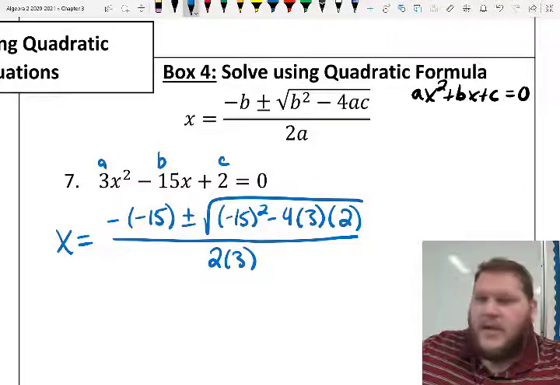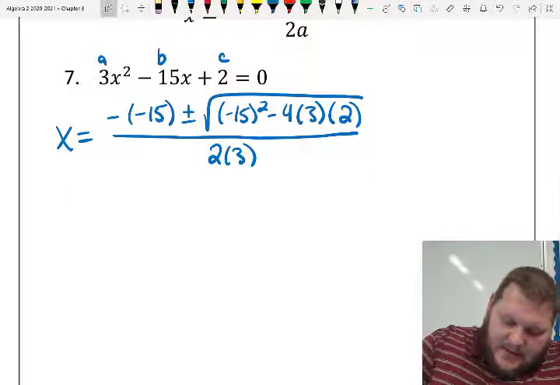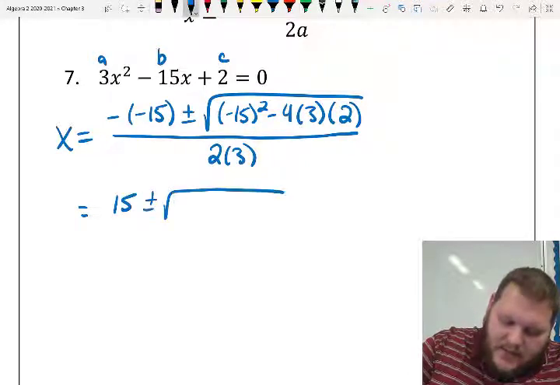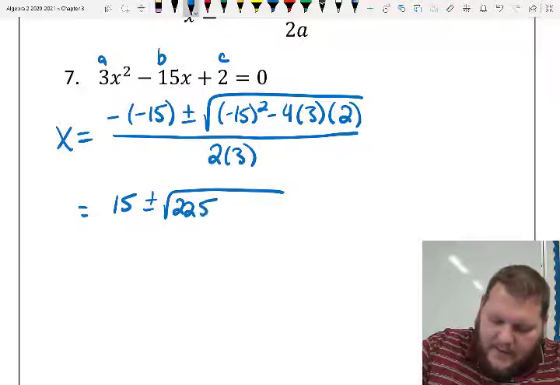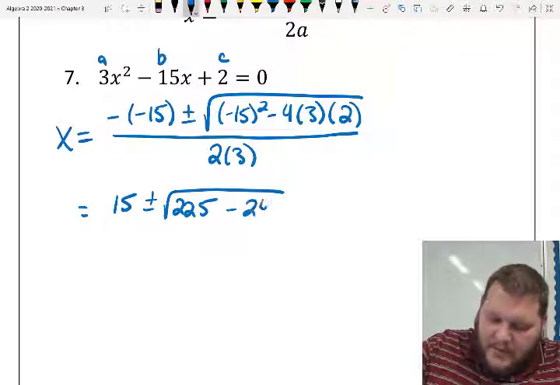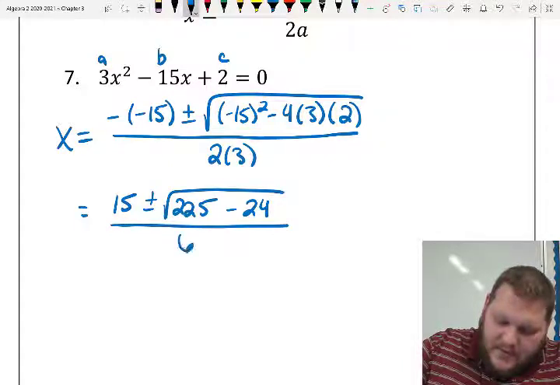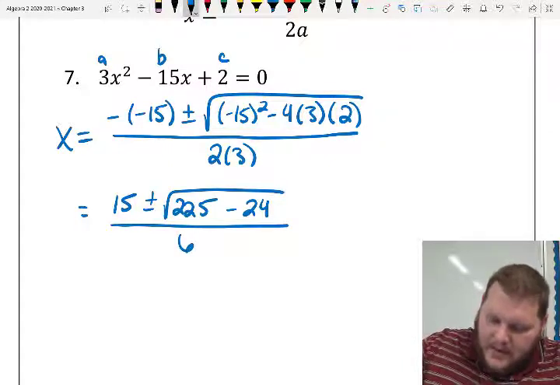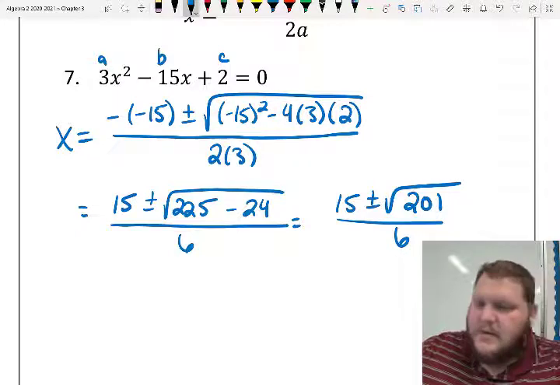From here, it really just becomes a simplification process, just an order of operations problem. So as I continue down, negative 15, I'm just going to write as 15 plus or minus the square root of negative 15 squared is 225. 4 times 3 is 12, times 2 is 24, so minus 24. And that is all over 2 times 3 is 6. So here, 15 plus or minus the square root of 201 all over 6.